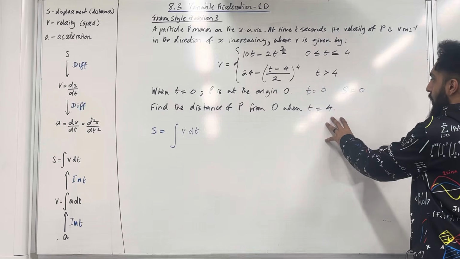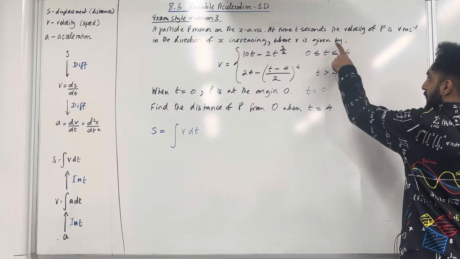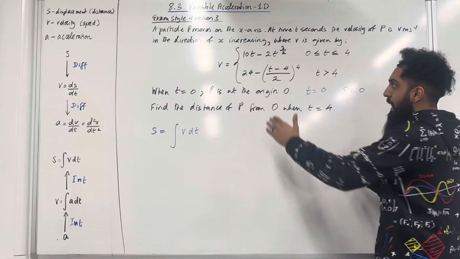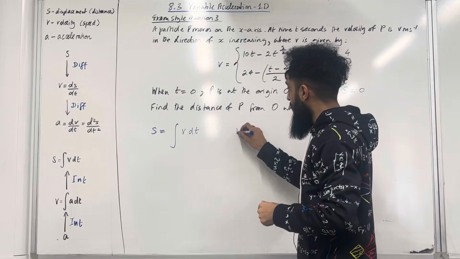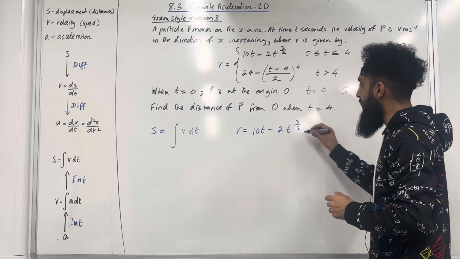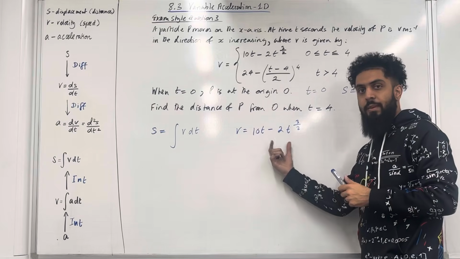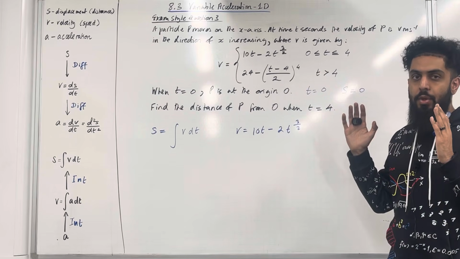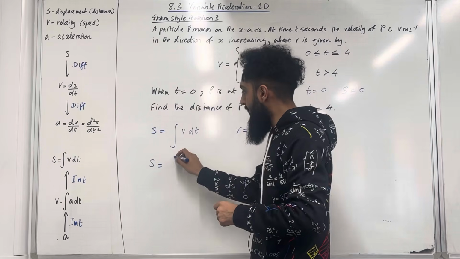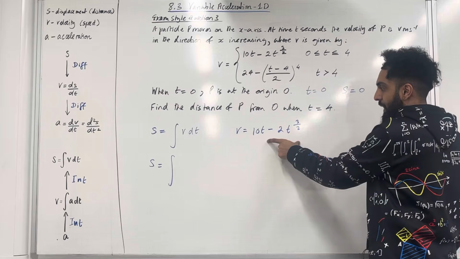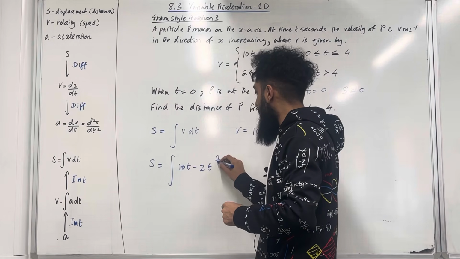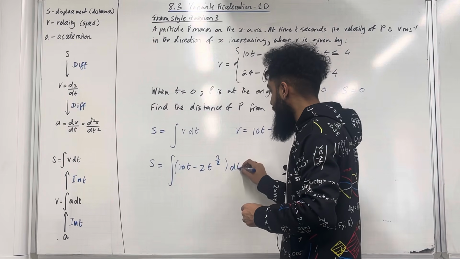Now t is equal to 4. This over here falls in this interval for time. And so the velocity equation that we have to use for the particle P is the first one. So v is equal to 10t minus 2t to the power 3 over 2. To integrate these two terms, we need to add 1 to the power, divide by the new power. So we have that the distance s, or you could say the displacement, is given by the integral of this velocity, which is 10t minus 2t to the power 3 over 2 dt.